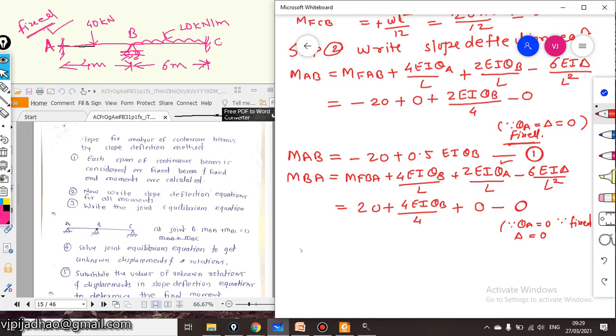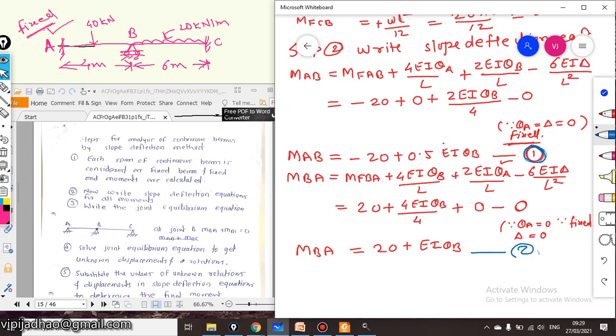So just write down MBA. This equation will be equal to MBA is equal to 20 plus EI theta B. This was your first slope deflection equation.